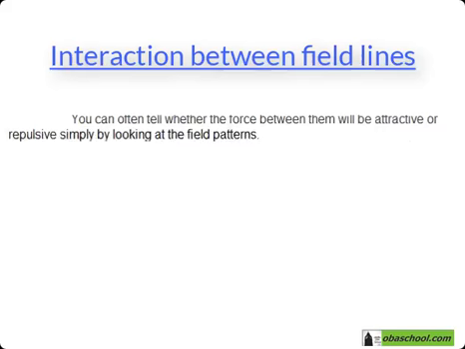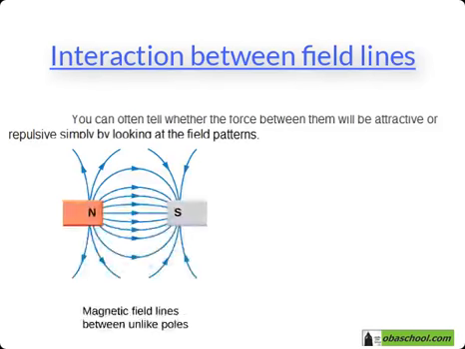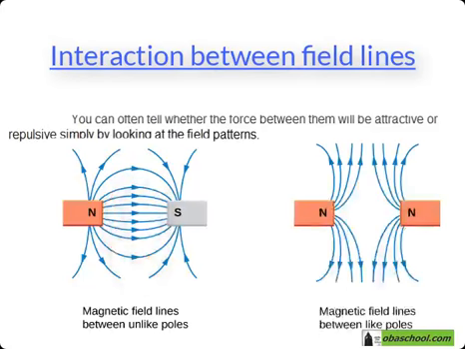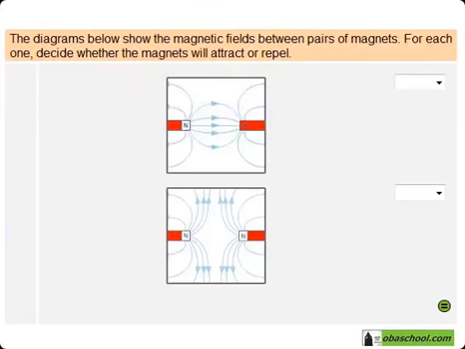When the force is attractive, the field lines seem to be reaching from one magnet to the other. On the other hand, when the force is repulsive, the field lines bend away from each other. Now, as a direct application, decide which figure goes for attraction or repulsion between the magnetic field lines.